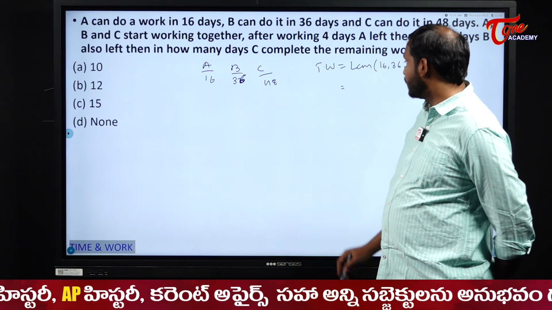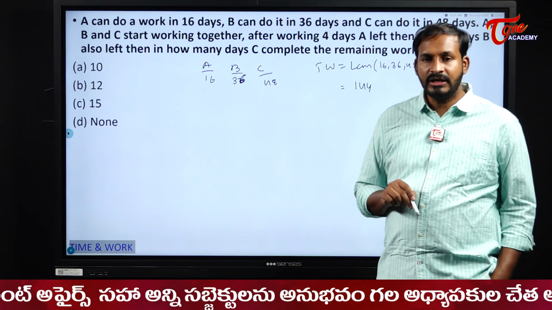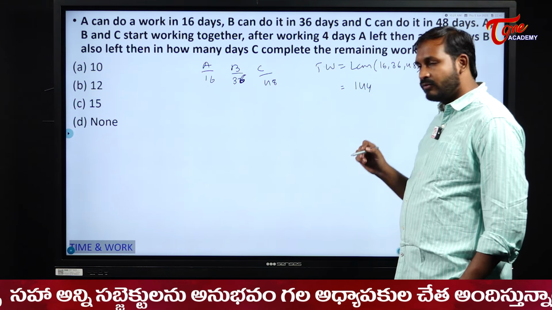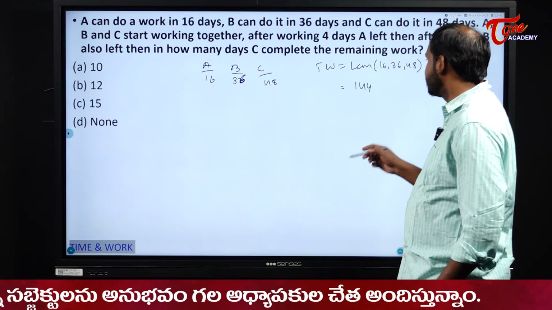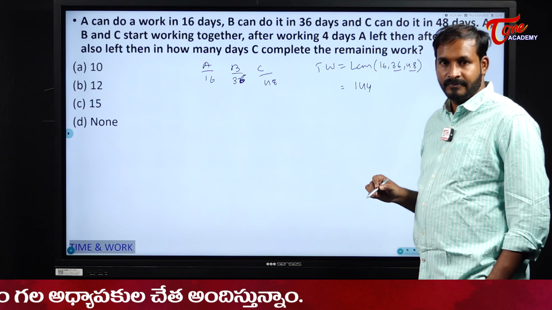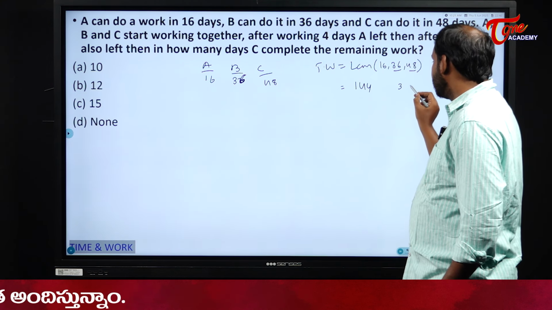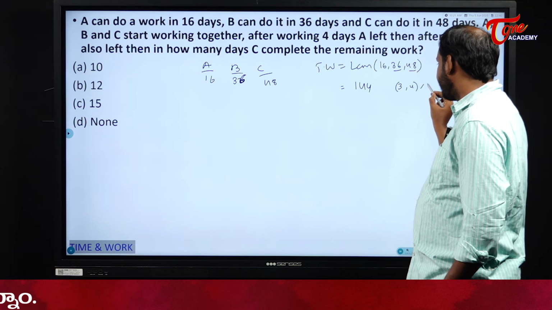36 and 48. The LCM is 144. See, students, how I have written this one quickly means very simple. 36 and 48, if I think it will take more time. But what I have done is, I have taken this as 3, 4 into 12.